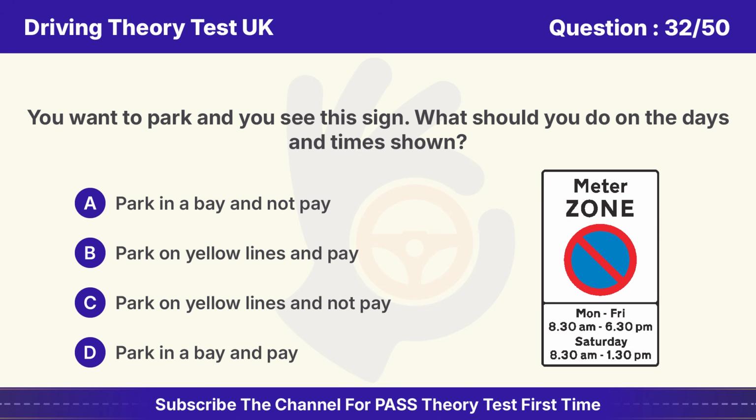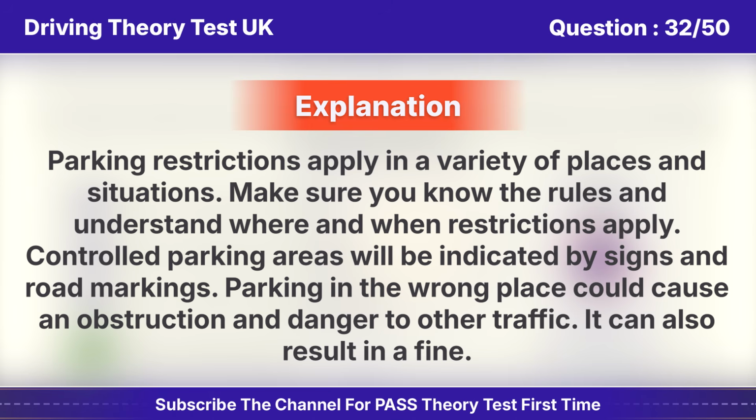Question 32. You want to park and you see this sign. What should you do on the days and times shown? Answer is D. Park in a bay and pay. Parking restrictions apply in a variety of places and situations. Make sure you know the rules and understand where and when restrictions apply. Controlled parking areas will be indicated by signs and road markings. Parking in the wrong place could cause an obstruction and danger to other traffic. It can also result in a fine.